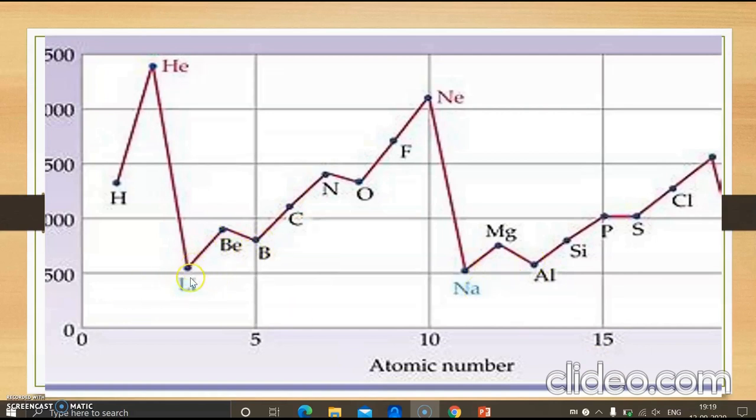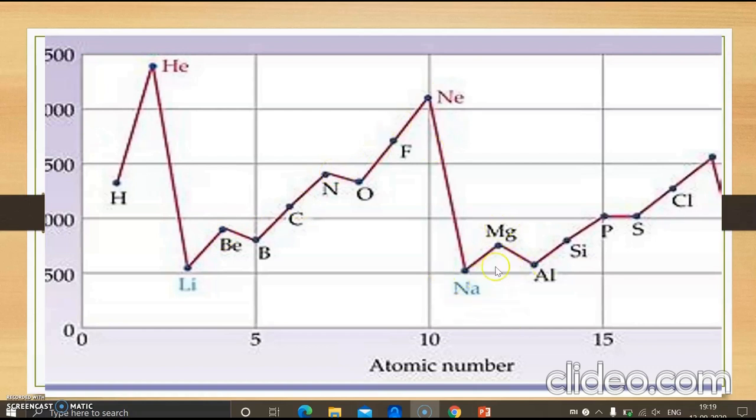Here the ionization energy increases from lithium to neon in the second period, and from sodium to argon in the third period. But in the second period, beryllium and nitrogen show higher values, and neon also shows a higher value. This is due to the full-filled and half-filled stability of orbitals.